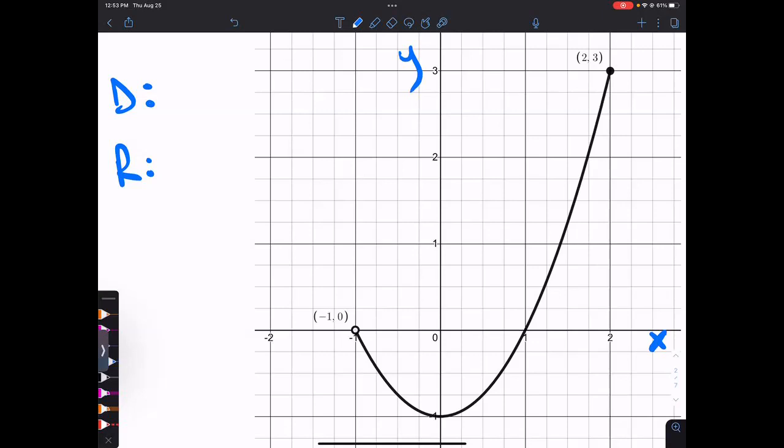Negative 1, 2: on the left side we have a parenthesis, on the right side a bracket. Why? Because the negative 1 is open, so it includes 1, and the 2 is closed, so, oh, actually, wait, it would be the other way around, right? So it doesn't include -1, but does include 2. So we get as close to -1 as you want, but not actually -1.